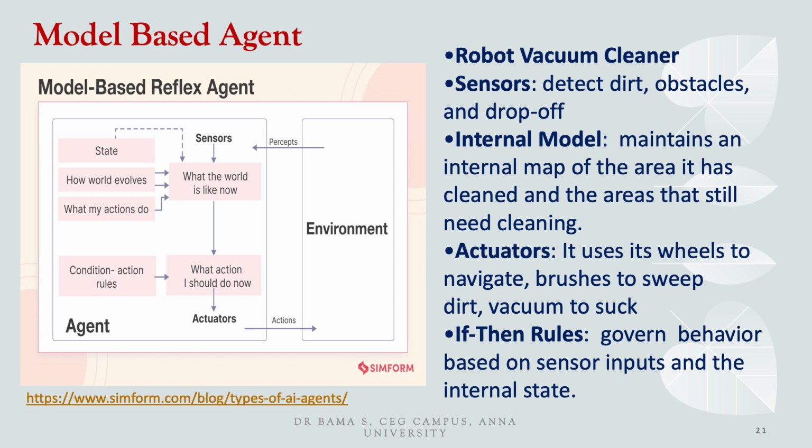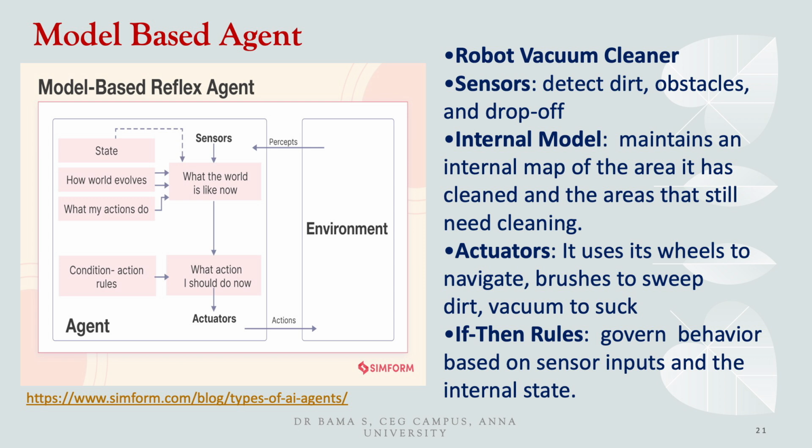Then the internal model, that is the state, how the world evolves, what my actions do, can be mapped to the internal model, where the vacuum cleaner maintains an internal map of the area that it has cleaned, and the areas that it has to clean. All those can be mapped to how the world evolves and what my actions do. Another one is the actuators. Here the actuators are the wheels to navigate, the brushes to sweep, and the sucking portion. Of course, the if-then rules which we have seen: if room A is clean, move right; if room B is clean, move left, and so on.